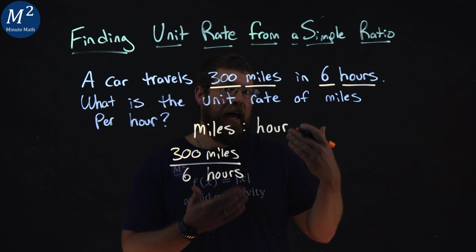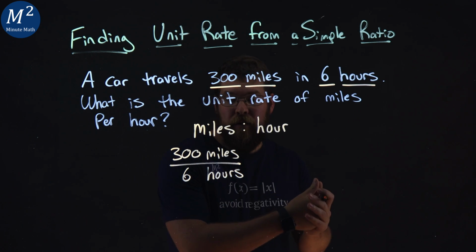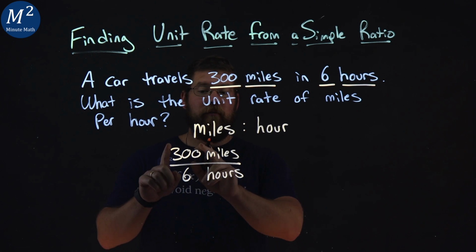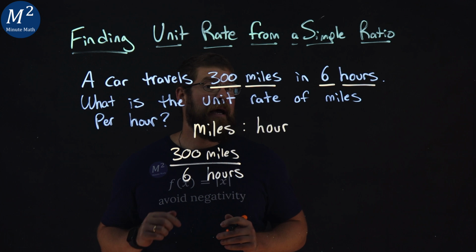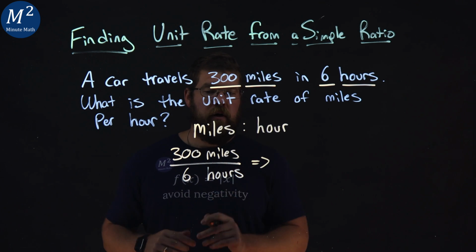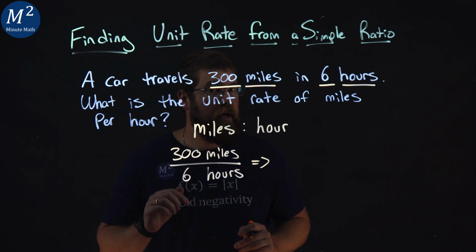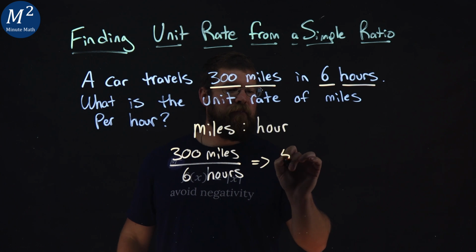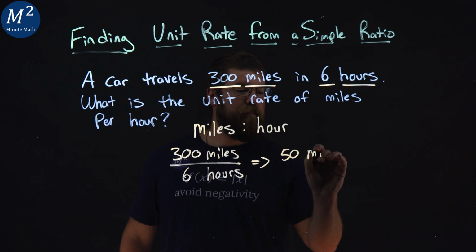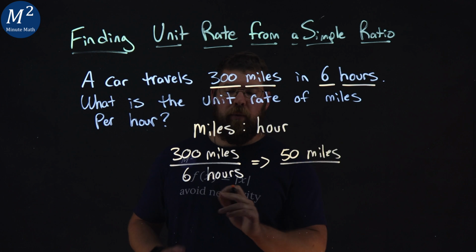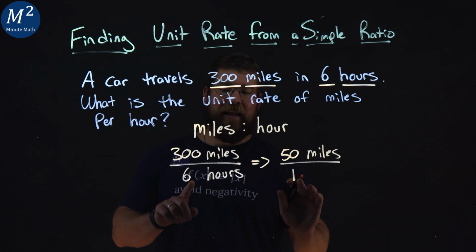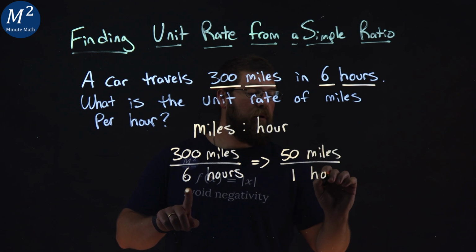A unit rate is going to have a 1 in the denominator. So to do that, we have to divide 6 into that 300. So 6 goes into 300 50 times. So we have 50 miles per 1, so we divide 6 into it, 1 hour.